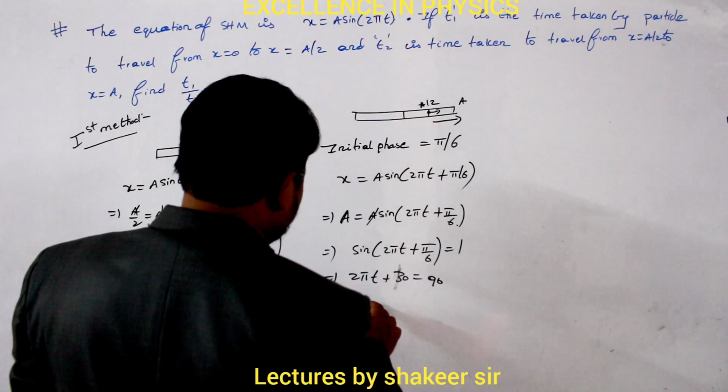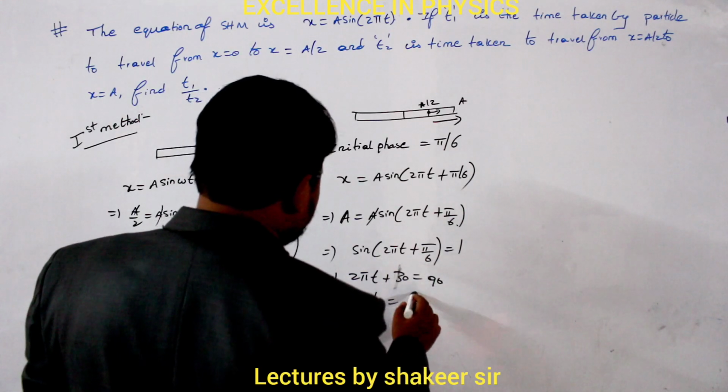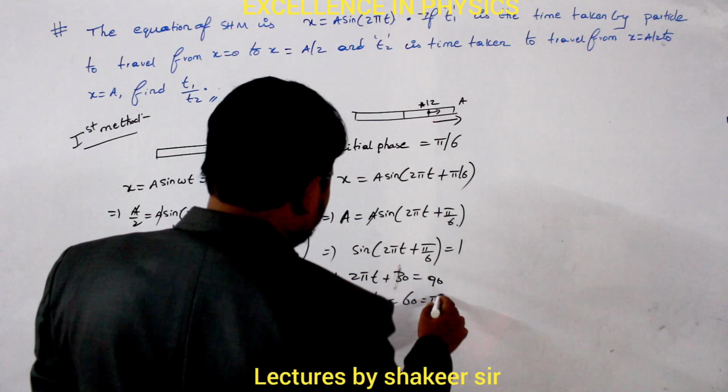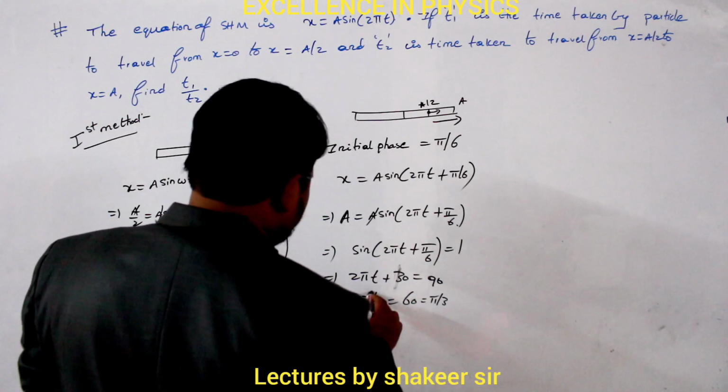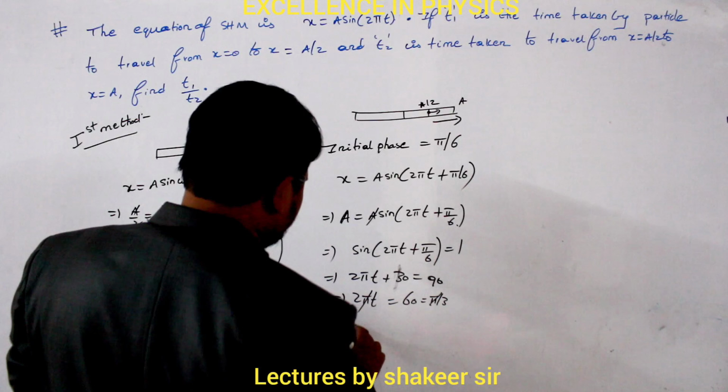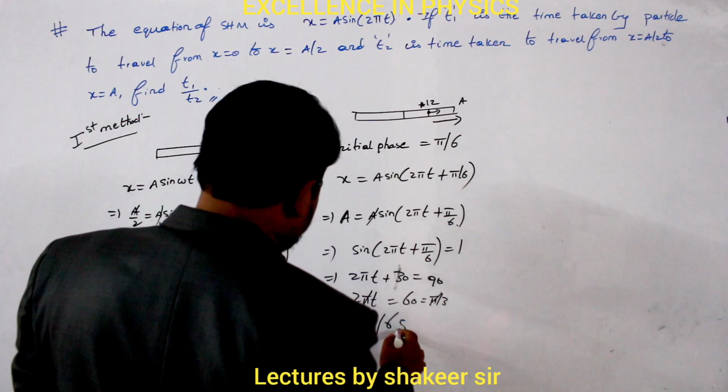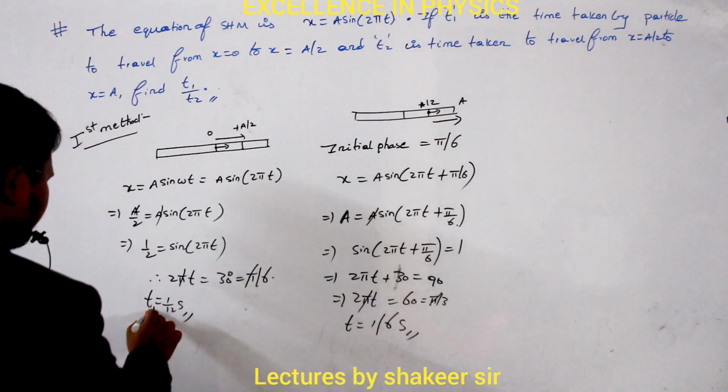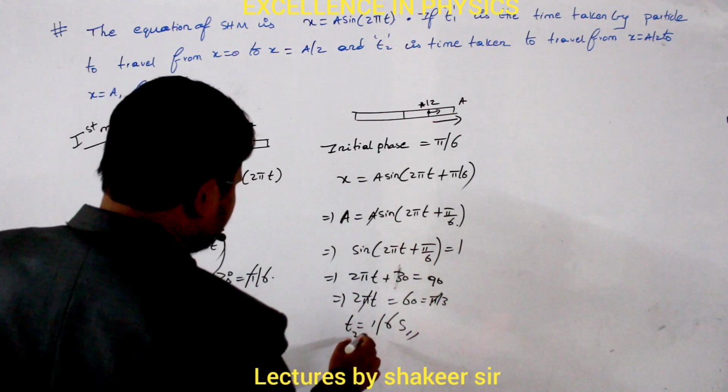Clear? So 2 pi t is equal to 60 degrees. 60 can be written as pi by 3 also. So therefore pi and pi get cancelled. So t is equal to 1 by 6 seconds, which is our answer. Clear? So t1 is 1 by 12, t2 is 1 by 6.